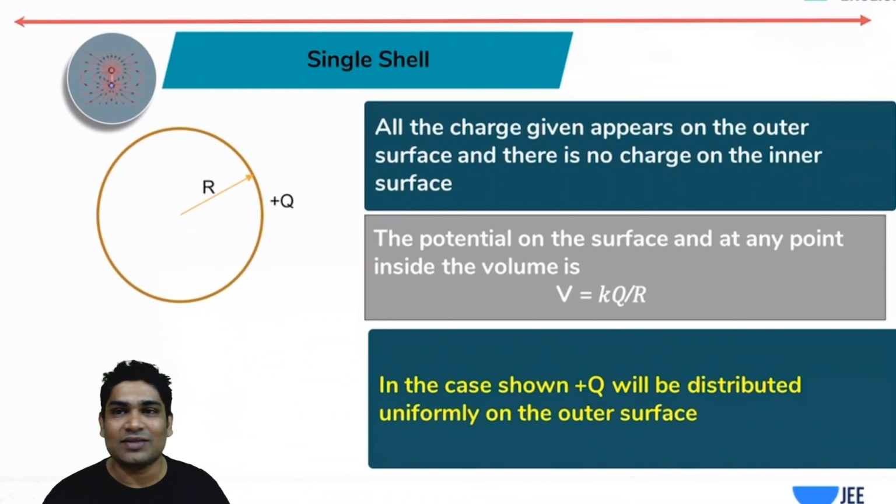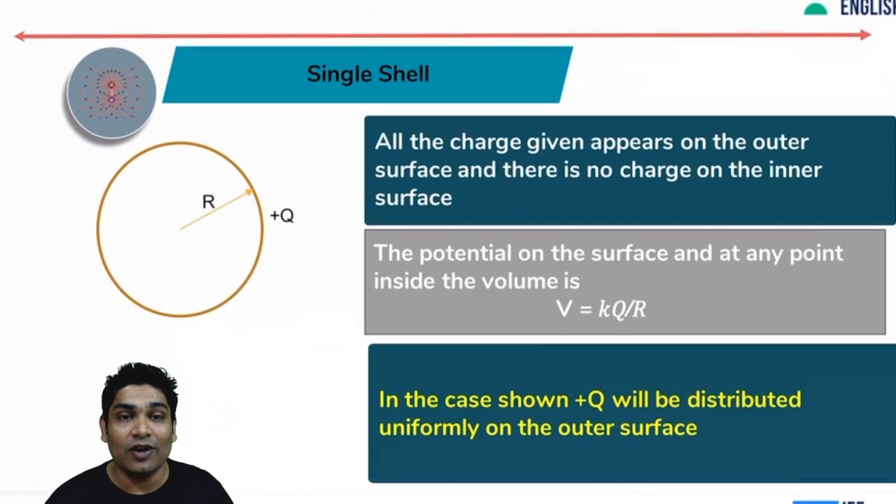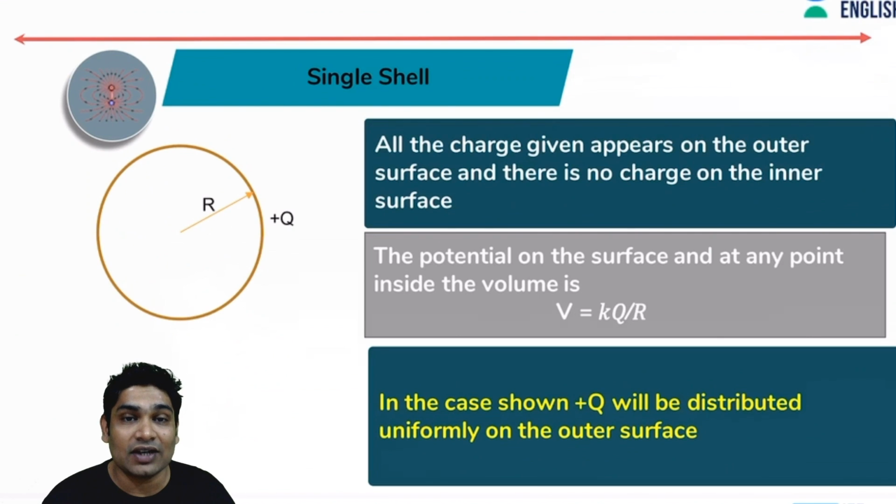Firstly, let's discuss the most simple case. You have a single shell. This single shell is given a charge plus Q. Now, how does that charge distribute on it? We already discussed in the last video that the inside of this shell will not get any charge, and the outer surface will have all the charge plus Q.